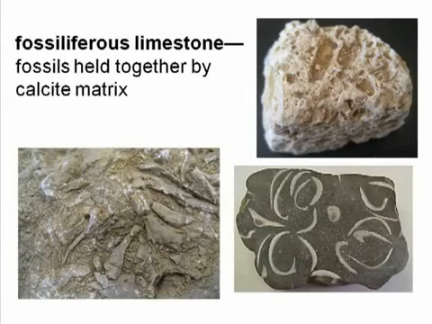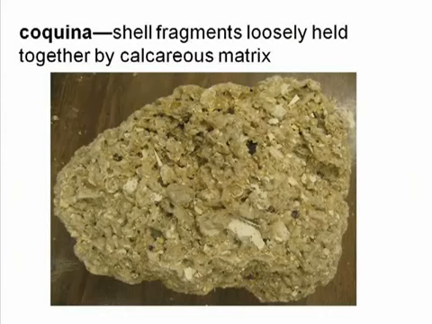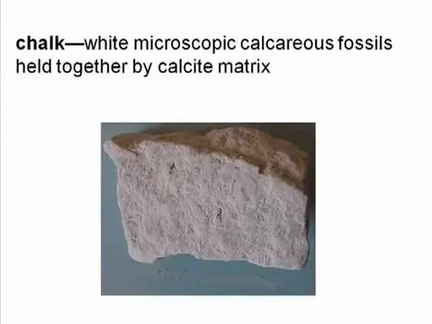Fossiliferous limestone is composed of many fossils held together by a calcite matrix and can range from poorly to well cemented. Coquina is shell fragments loosely held together by a calcareous matrix. It might be compared to looking like a granola bar. Chalk is white and composed of microscopic calcareous fossils held together by a calcite matrix. It is soft and has been used to write on blackboards.